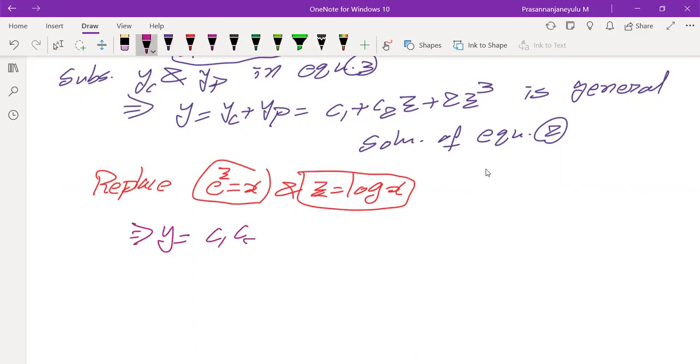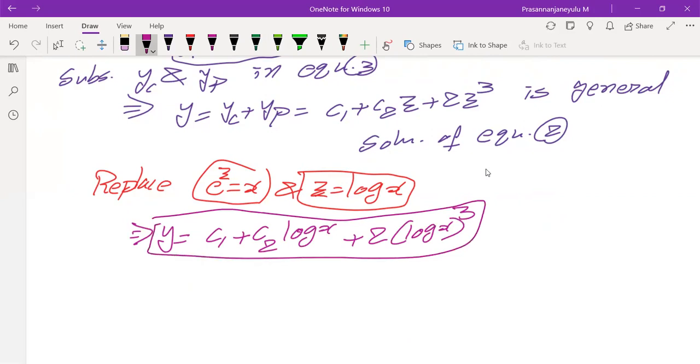So we are going to get y equals c1 plus c2 into z, where z is nothing but log x, plus 2 into z³, where z is nothing but log x, whole cube. So this is the general solution of our given Euler-Cauchy linear differential equation. Okay, so with this, I'm stopping.